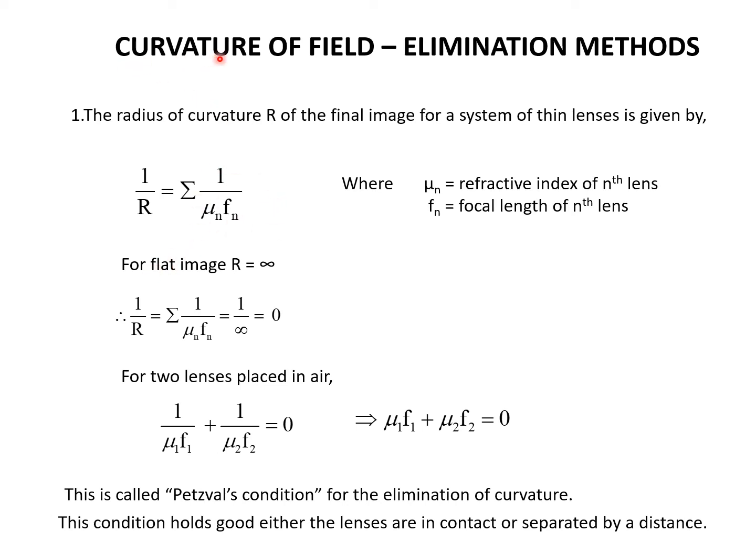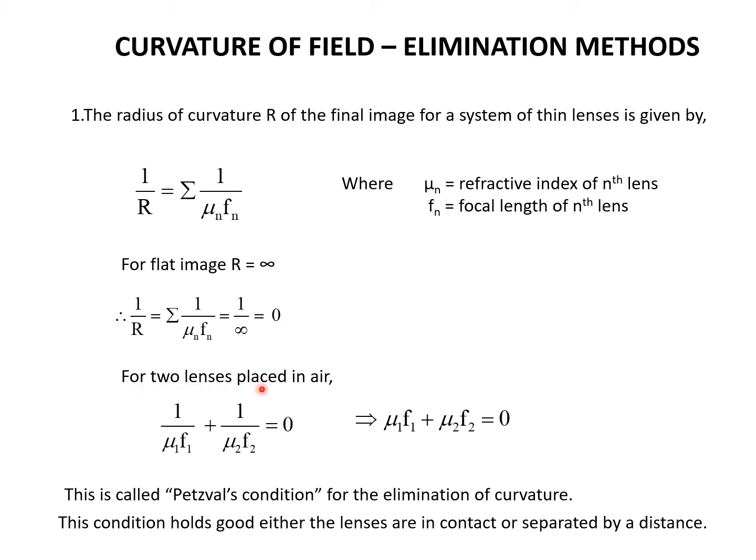Here the curvature is the defect. That means a defect in forming the flat object. The image of a flat object must be flat. So for a flat image, r equal to infinity, that means the radius of curvature is infinity. That means in order to rectify the curvature of field defect, this condition must be satisfied, which means 1 by r equal to sigma 1 by mu n fn, that is equal to 1 by infinity, which is equal to 0.